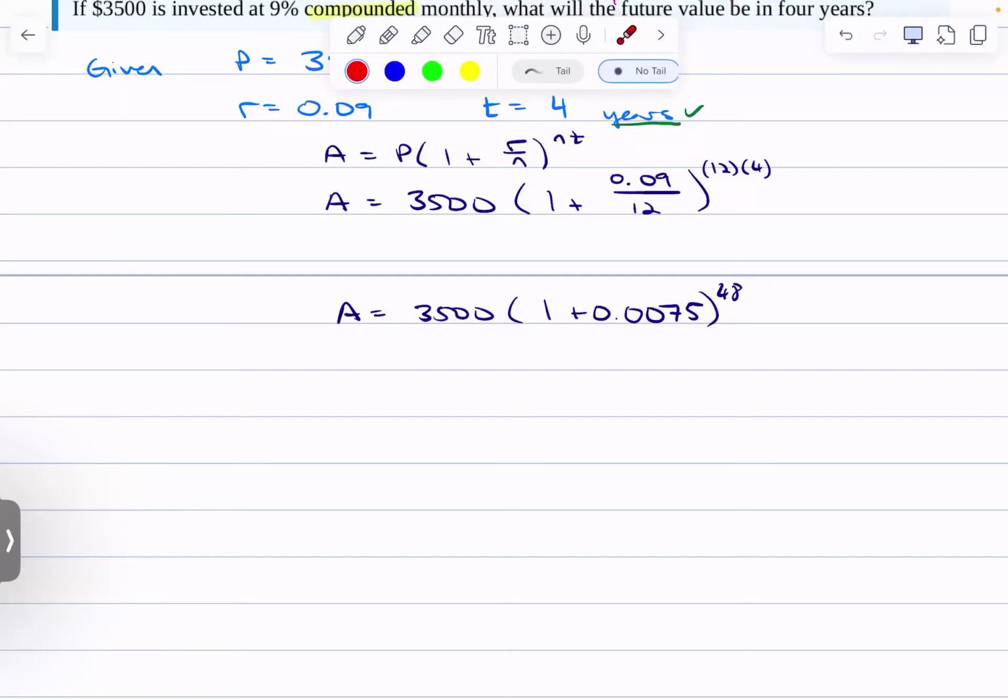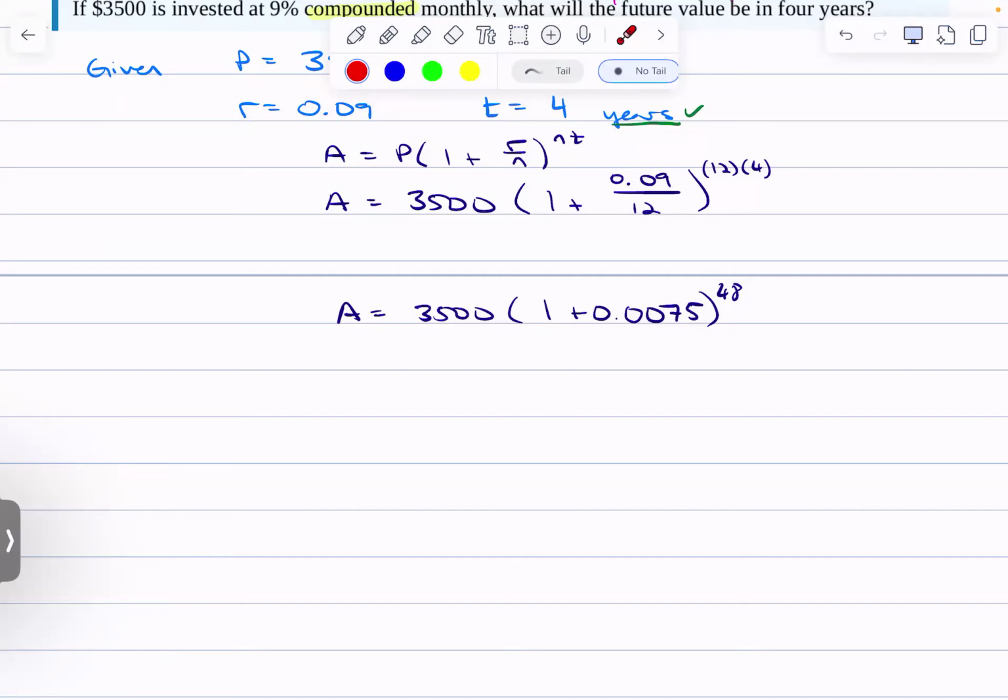A lot of the time, if you keep 4 or 5 decimal places, it's okay. But for money, it can make a difference. So keep all your decimal places, especially if it's a repeating decimal. Do you know how to store stuff in your calculator? I can show you after class.